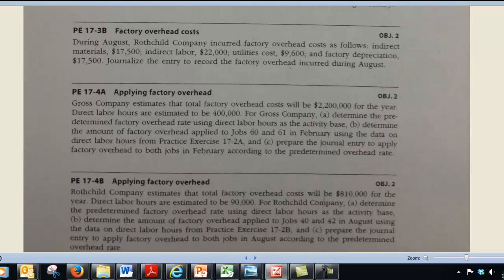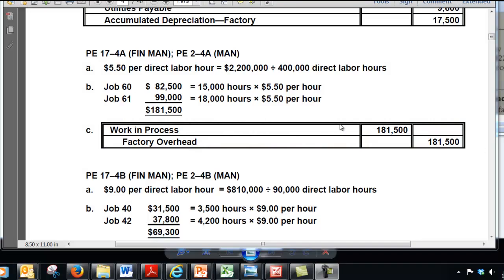the two jobs. So you can see our predetermined overhead rate in this scenario here is based on the estimated number that we're going to have for our cost and the estimated number of the direct labor hours that it's going to take for all of the different jobs in the upcoming period. So we get a figure of $5.50.